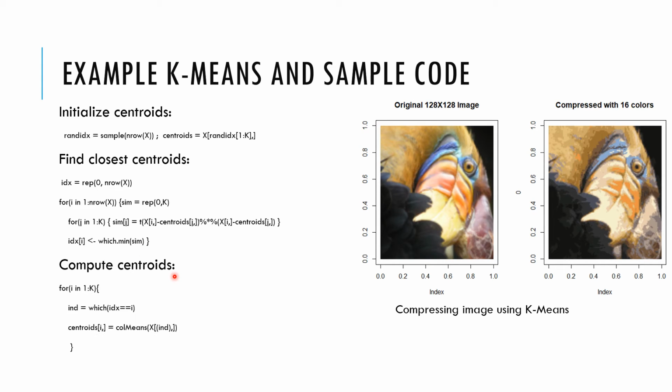Once we have assigned the rows to their respective centroid, we need to recalculate the centroid, right? In the previous slide, we saw all these three steps. So this is what we are doing here. We are basically taking the column means. This is a vectorized version.